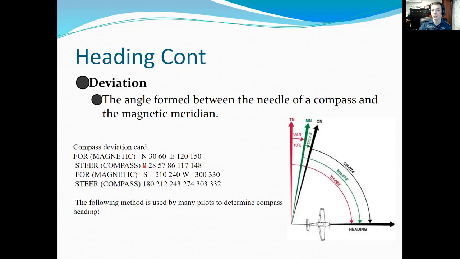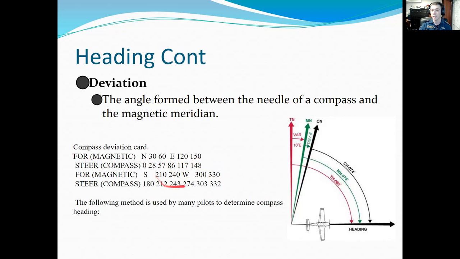So north 0, 30 becomes 28, and 60 becomes 57. I hope you can see how this works. This is 0 degrees, 30, 60, 90, 120, 150, and then we just have the rest of them here. These numbers for the steer are going to be unique to every single aircraft. Anytime an aircraft gets brought in for an overhaul, they redo these calculations and make sure their four steer cards are completely accurate, to that one degree.